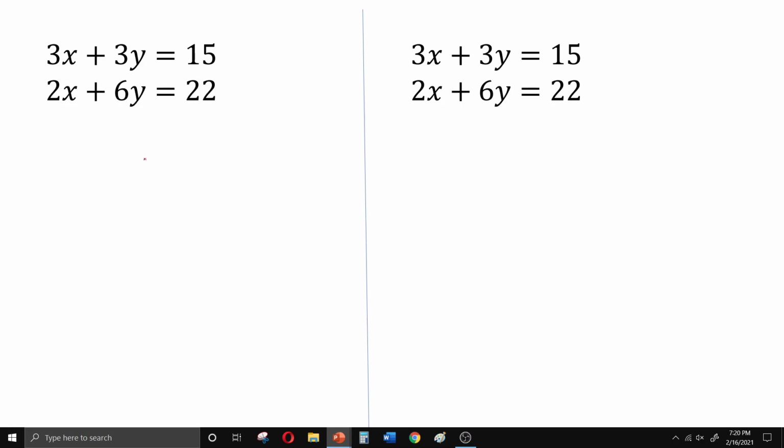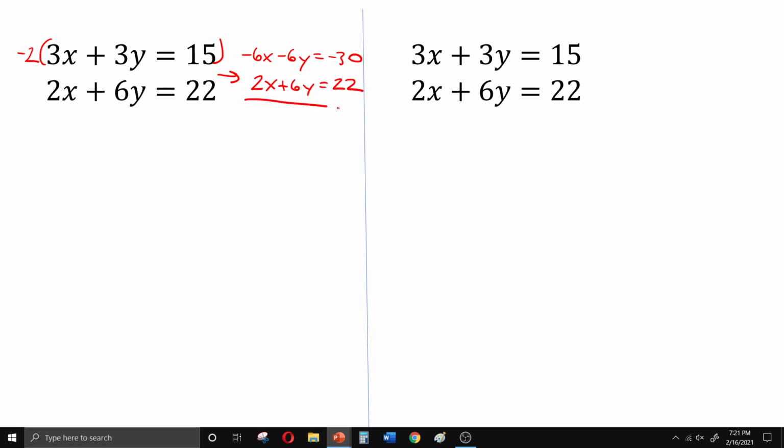Okay, the first way is I'm going to notice, hey, the 3 and the 6, I could make those cancel out. And so I'm just going to think, okay, well, what if I multiply the top by negative 2? And this comes with experience, okay? And so I rewrite that. Distribute: negative 6x minus 6y equals negative 30. And then I didn't do anything to the bottom, so leave that alone.